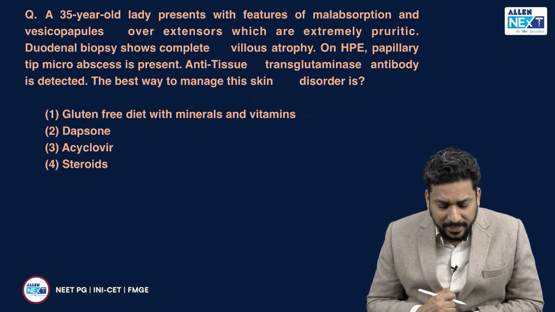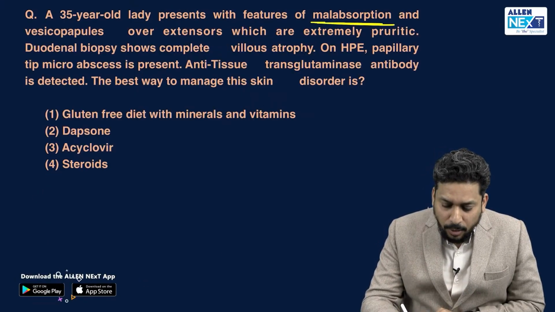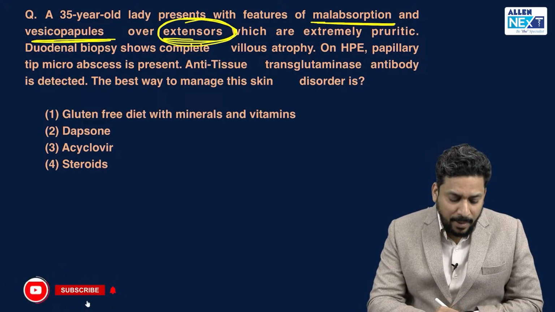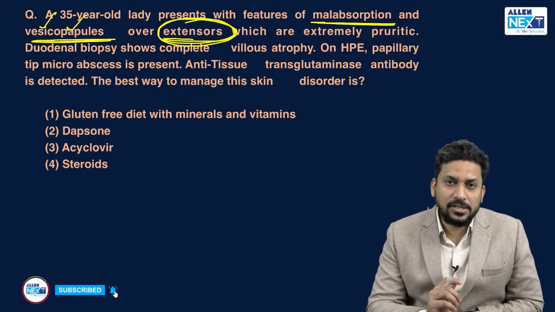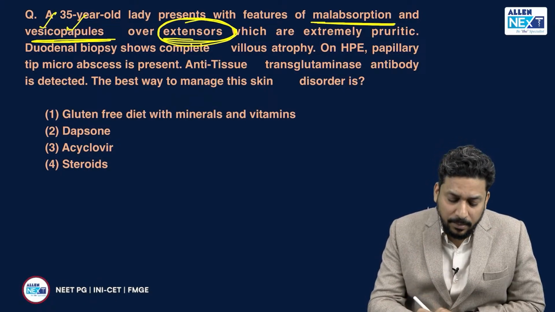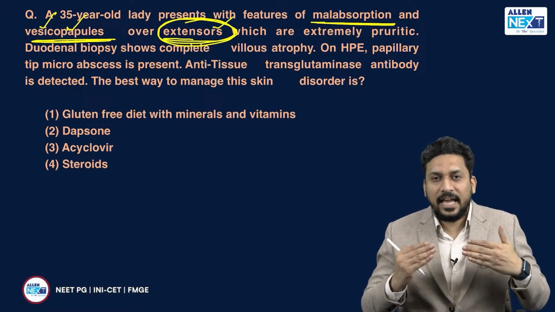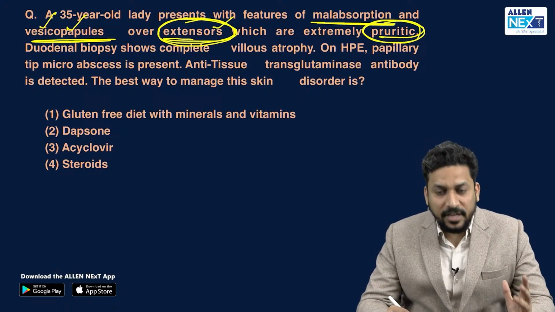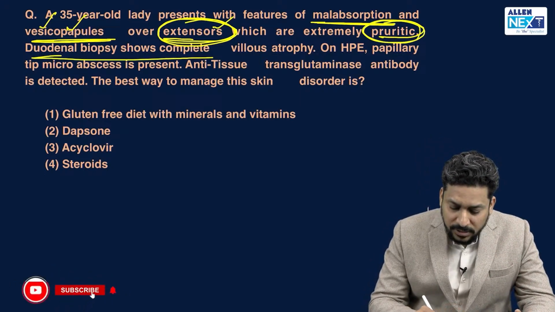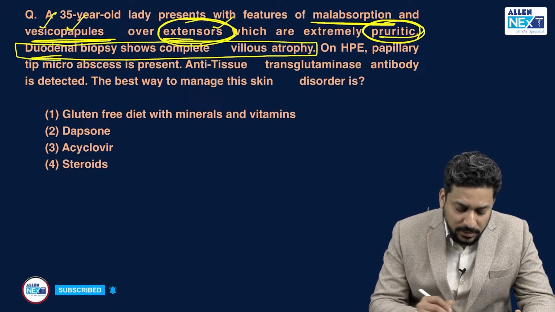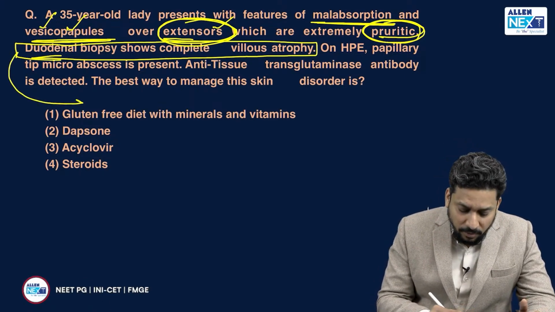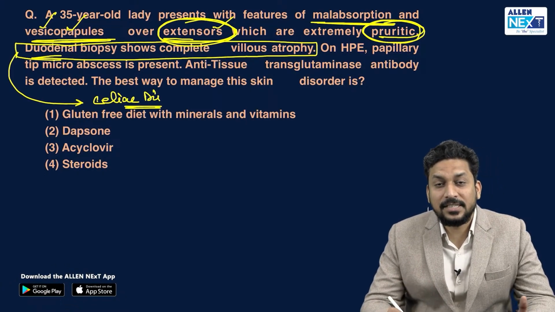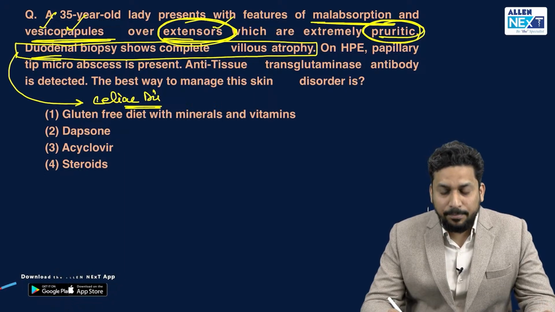Now, a 35-year-old lady presents with features of malabsorption, vesiculopapules over extensors. So the patient is developing papular lesions as well as fluid-filled lesions, that is vesicular lesions, developing over extensors like knee, elbow, back, and they are extremely itchy. The patient is having a lot of itching as well. Duodenal biopsy shows complete villus atrophy. Do you know what this is suggestive of? This is suggestive of celiac disease. Yes, so villus atrophy is present, which is seen in celiac disease, that is gluten hypersensitivity.